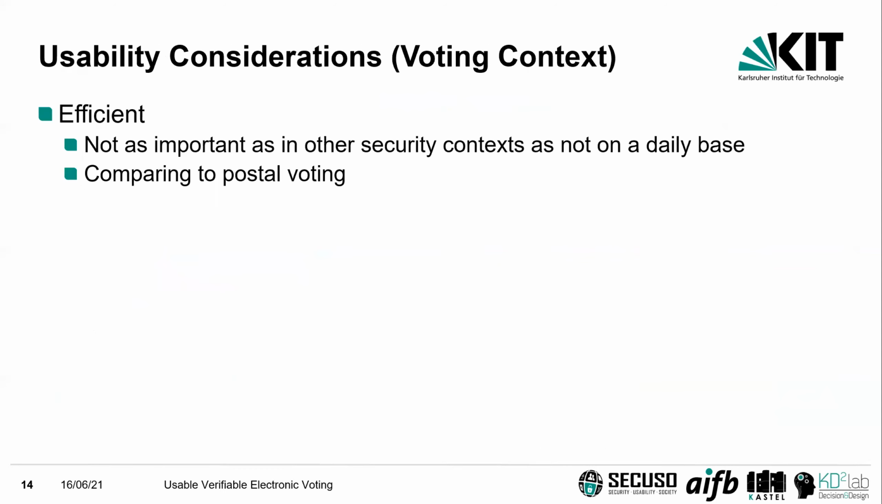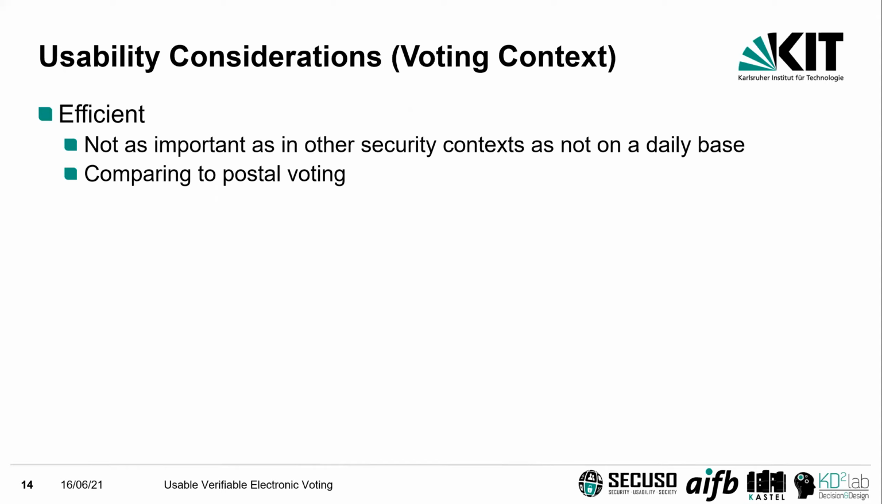Okay, so let's talk about usability in the voting context. If we talk about usability, we usually have 3 different criteria. We have efficiency, effectiveness, and satisfaction. I would like to go through them with you to give you an idea how important each of the 3 is in the voting context. So let's start with efficiency.